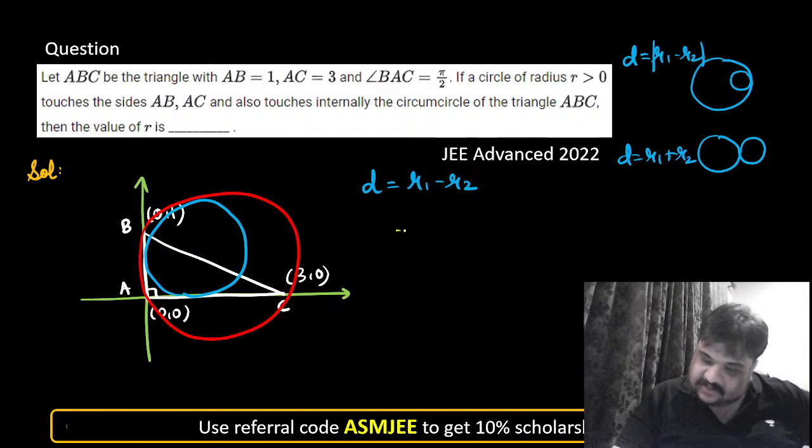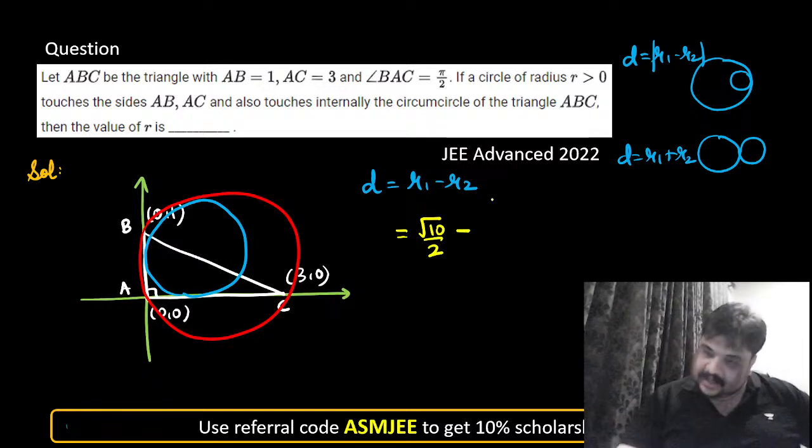Now let us first understand what R1 is. R1 is the radius of the red circle. What is the radius of the red circle? It will be half of the diameter. The diameter is root of 3 square plus 1 square, which is root 10. So root 10 by 2 is R1. R2 we want to find.